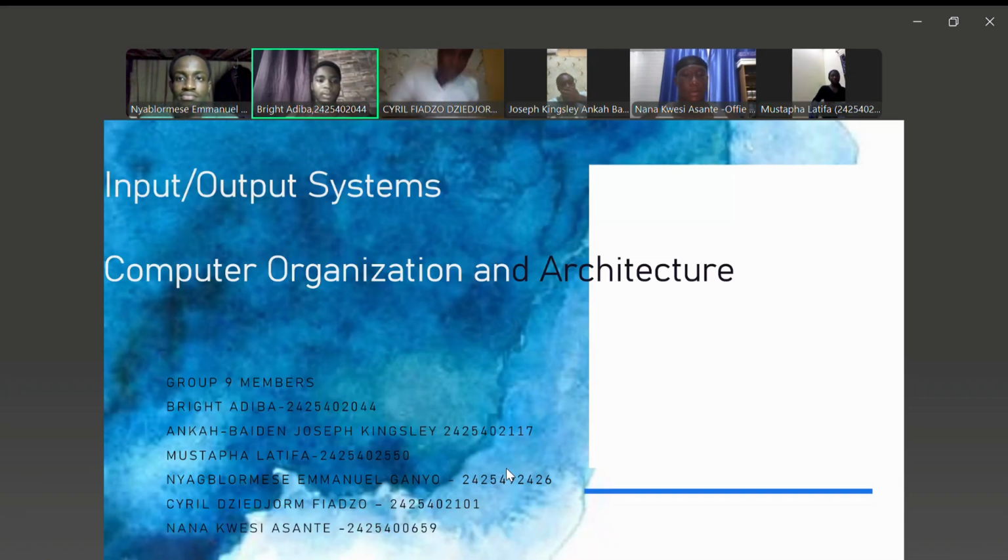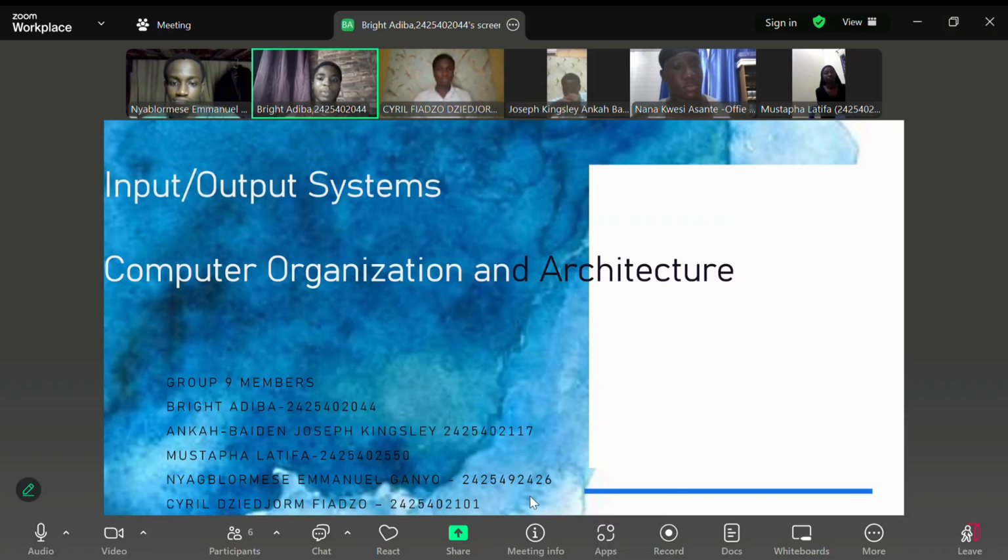Good evening, everyone. This is group nine, and we are presenting on input-output systems of computer organization and computer architecture. I'm Bright Adiba. I am Emmanuel Daniel. I'm Ankabeidi Joseph Kingsley. I'm Latifah Cyril Musa. John Fiat. Nanakusi Asante.